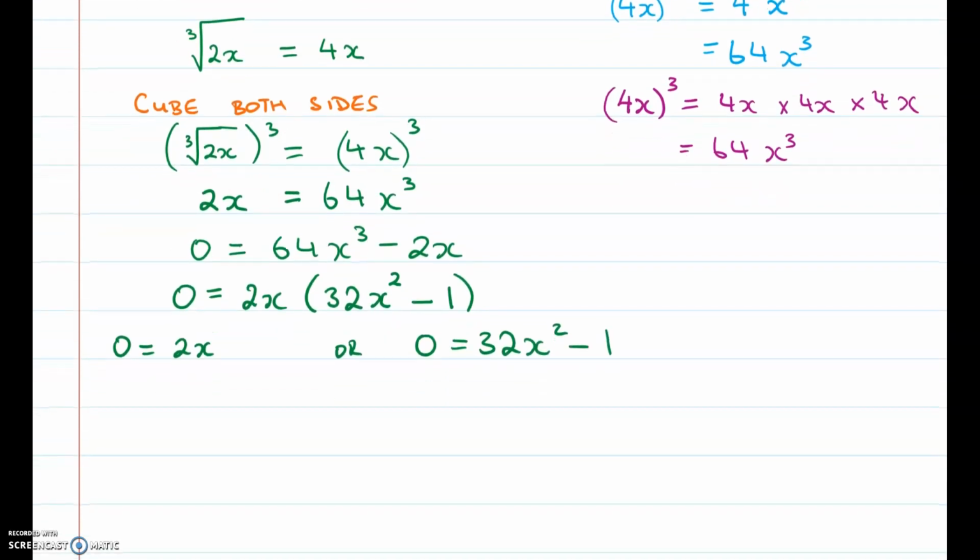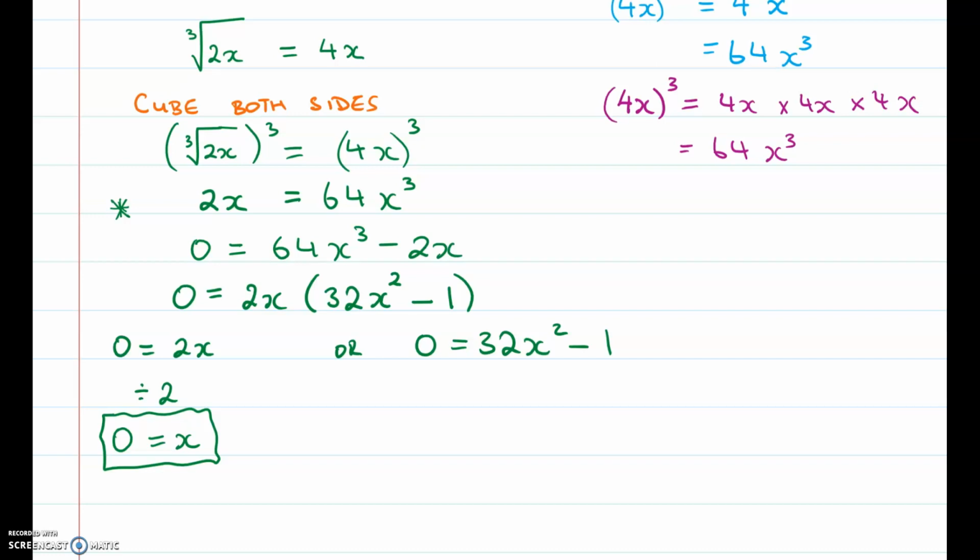Now 0 equals 2x, if we divide both sides by 2, 0 divided by 2 is 0, and 2x divided by 2 is just x. So 0 equals x is an answer, and that's the one you would lose if you just divided. If you went back up here and divided by x, you would lose that answer, x equals 0. So that's why factoring is probably a safer way.